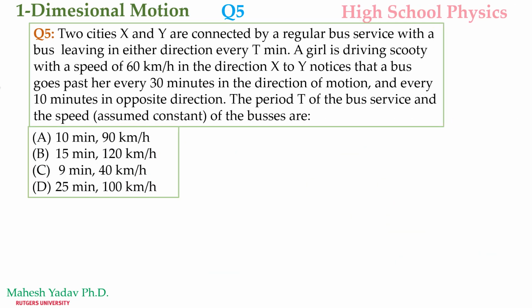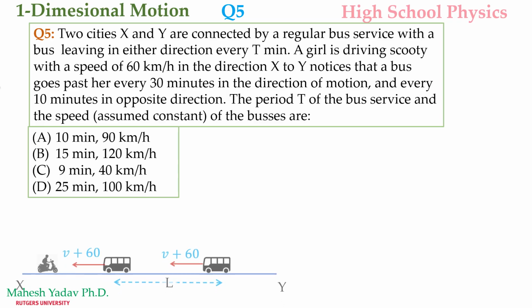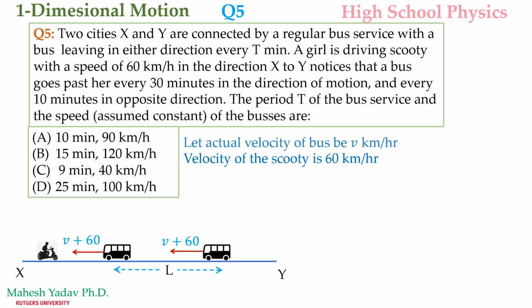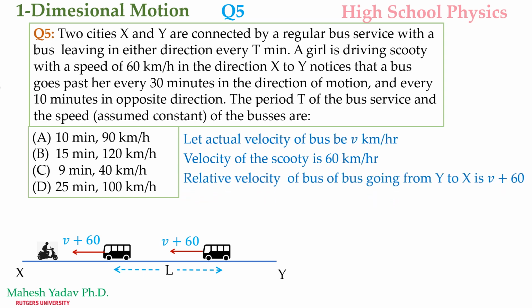To solve this problem, we consider firstly this figure where the buses are only approaching Scooty. In the next page, we will consider the buses going away from Scooty. The velocity of Scooty is 60 kilometers per hour. Let us assume the bus velocity is v. Then the relative velocity of bus with respect to Scooty is v plus 60.